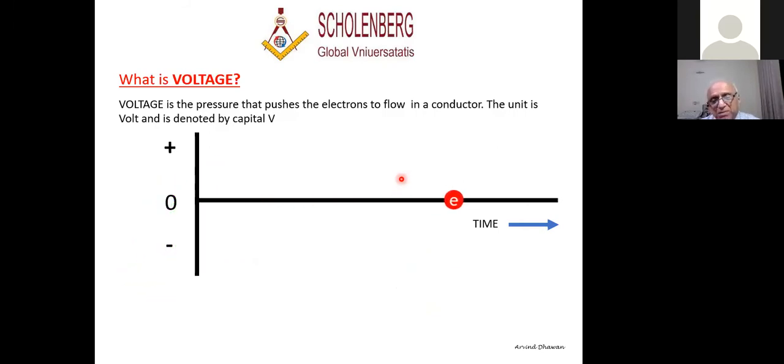Now, what is voltage? Voltage is the pressure that pushes the electrons to flow in a conductor.